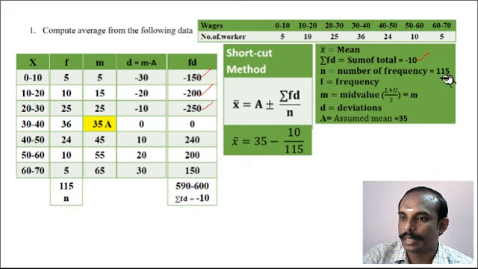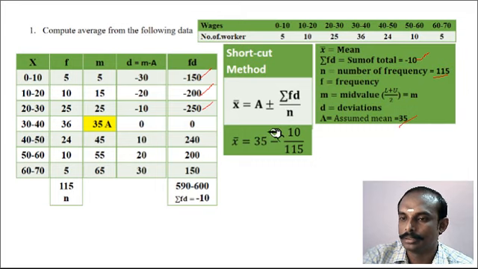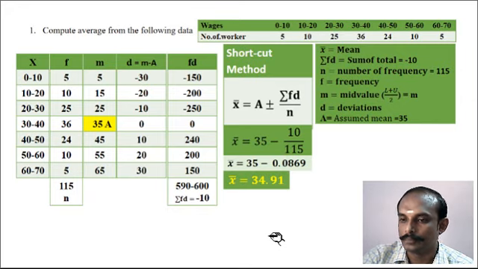The number of frequencies is 115 and the assumed mean is 35. Applying the formula A plus or minus sum of fd by n: A is the assumed mean 35, sum of fd is minus 10, so we put the symbol of minus. 10 divided by n, that is 115, is equal to 0.0869. Therefore mean is equal to 35 minus 0.0869. So the mean wage is 34.91.